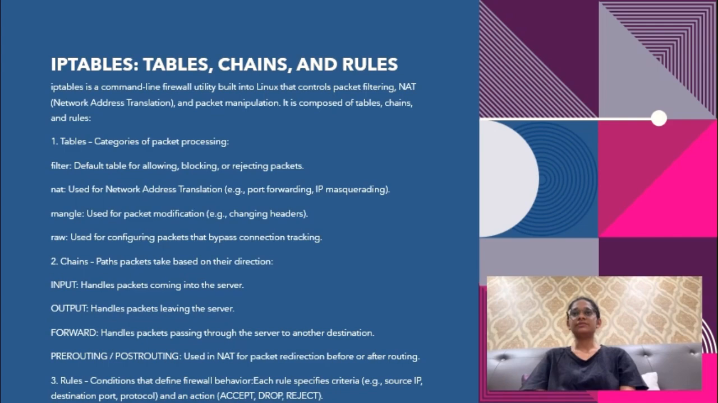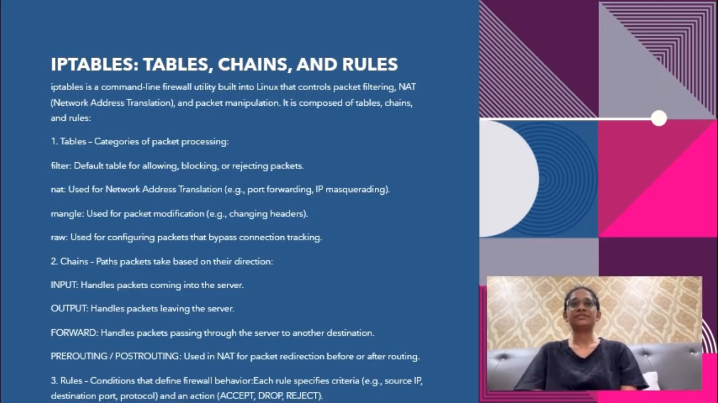IP tables, tables, chains and rules. IP tables is a command line firewall utility built into Linux that controls packet filtering, NAT, and packet manipulation. It is composed of tables, chains, and rules. First one, tables, categories of packet processing. Filter, the default table for allowing, blocking, or rejecting packets. NAT, used for NAT, for example, port forwarding, IP masquerading. Mangle, used for packet modification, for example, changing headers. RAW, used for configuring packets that bypass connection tracking.